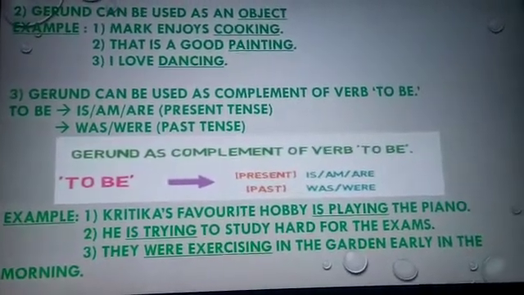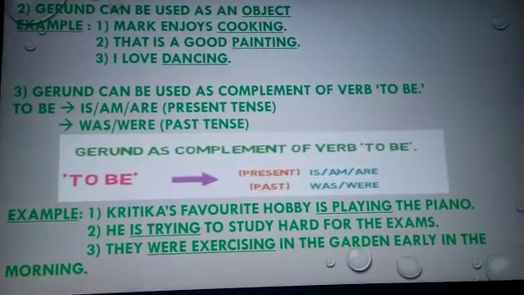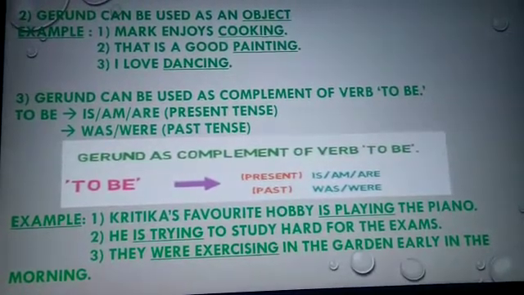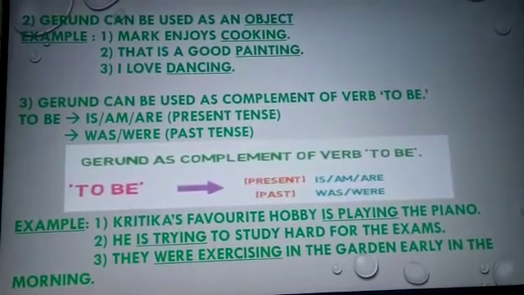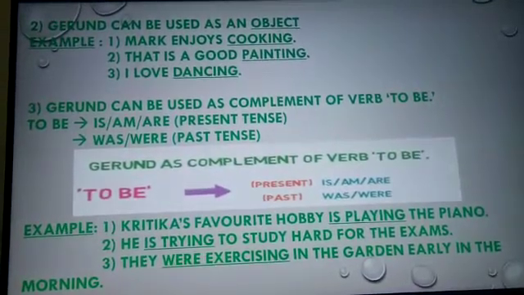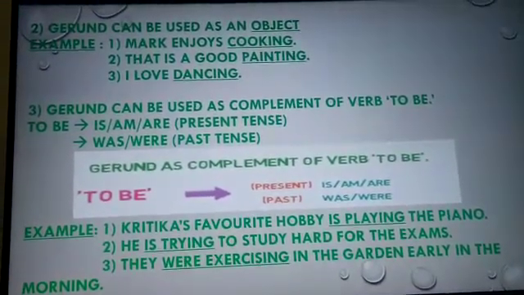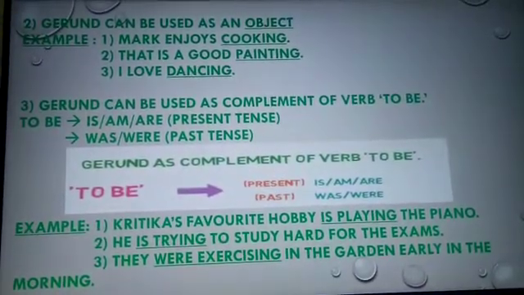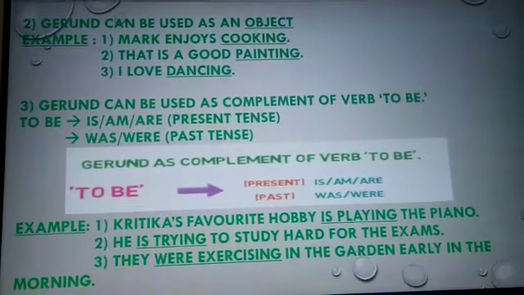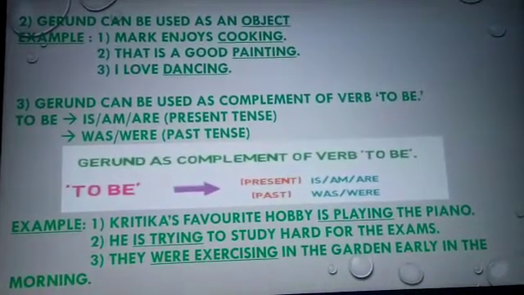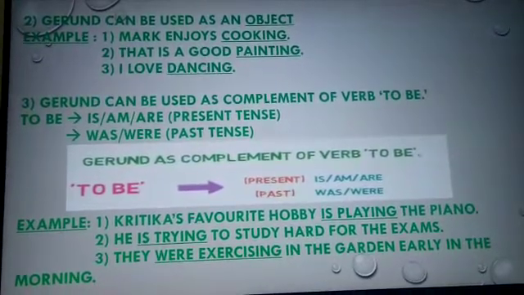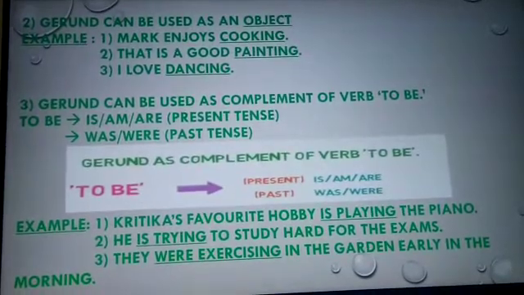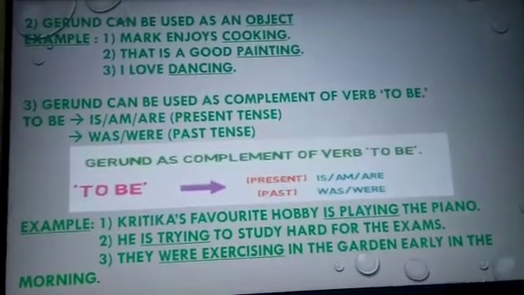Third one, they were exercising in the garden early in the morning. In the third sentence we can see that it is in the past tense. So were exercising is a gerund. Ing is added and were is there, which is a complement of verb to be. So students, gerunds are those verbs which are added ing. Whenever ing is added to the verb, then it is called a gerund, but it should act as a noun.